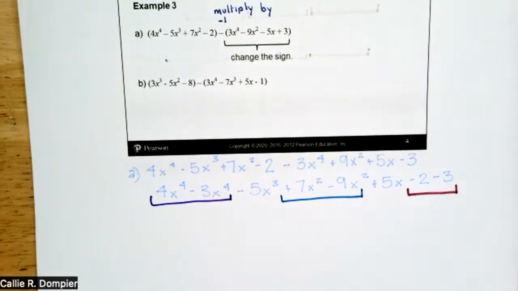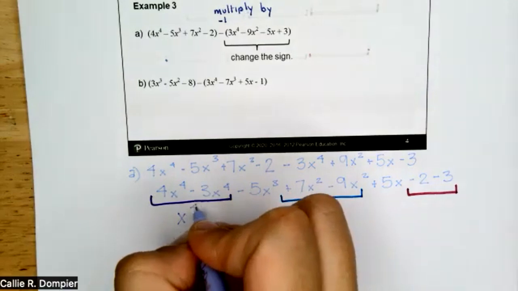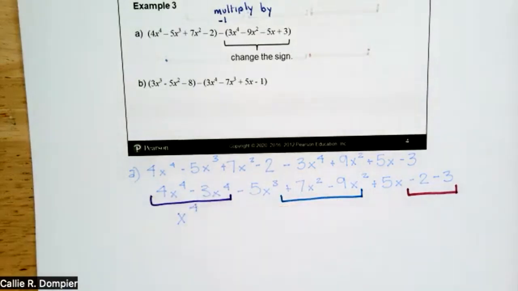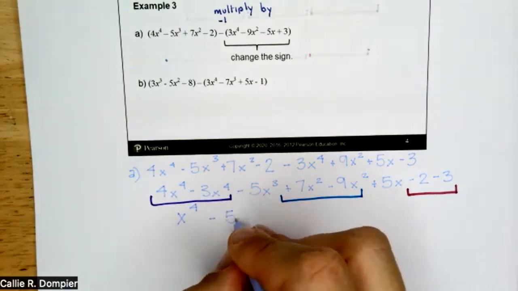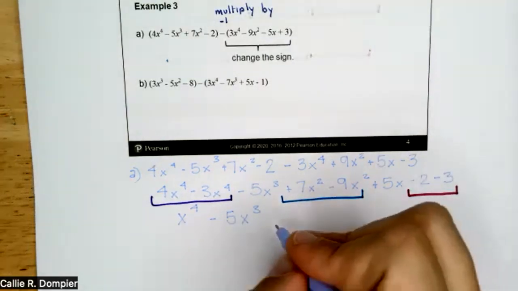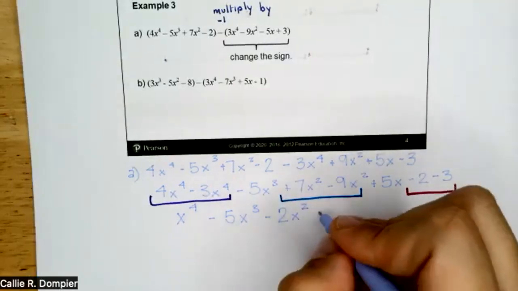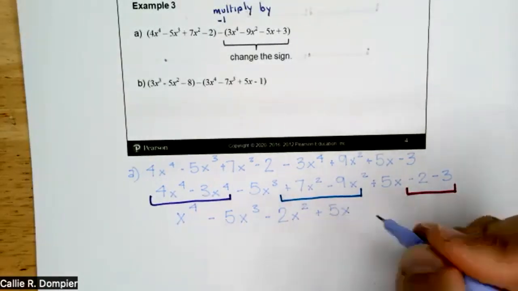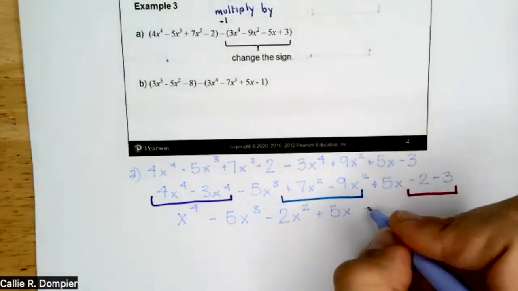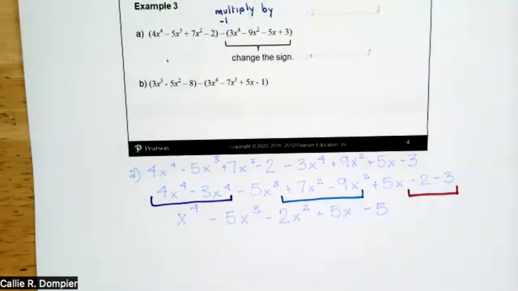Good. So 4 minus 3 is just 1. I ignore the 1 and just put the letter. Minus 5x to the third. 7 minus 9 is going to be negative 2. Minus 2 minus 3. So we're just combining them. 2 and 3 is 5. And they were both negative. So it's a negative 5.